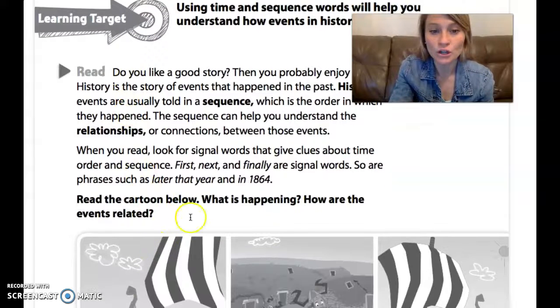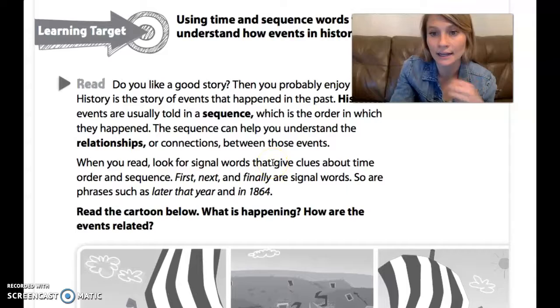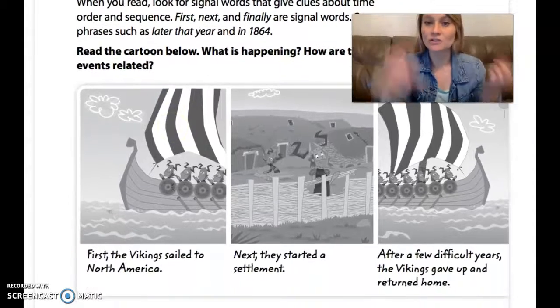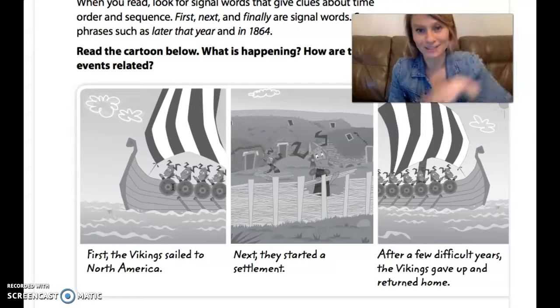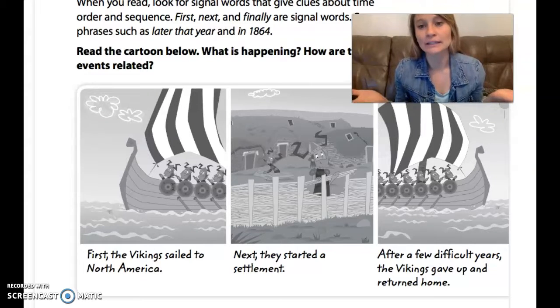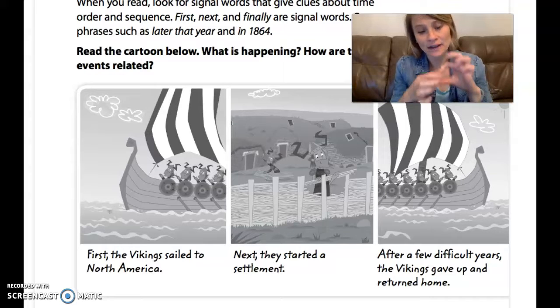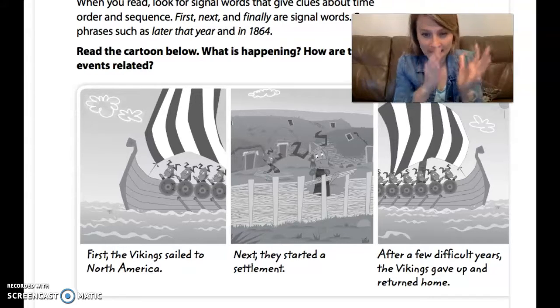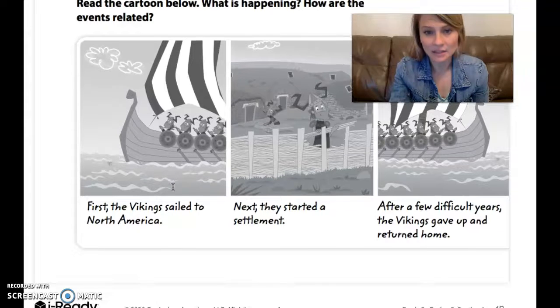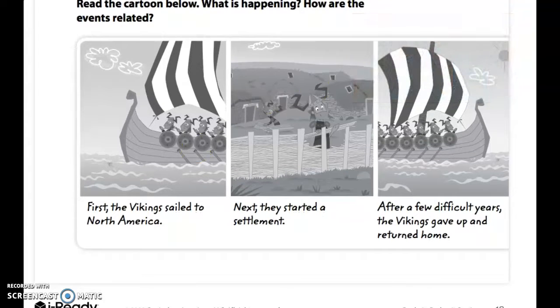We're going to be noticing things that happen in a historical context and sequence. Our task is that we're going to read the cartoon below, and we're going to ask ourselves two questions. What is happening? And how are these related? Related is a fancy word for connected, like a connection. How are these sequence events connected to each other? Let's go ahead and look at these 3 cartoons below.